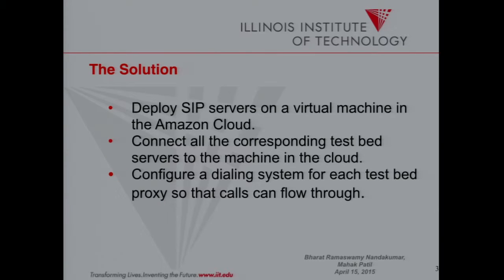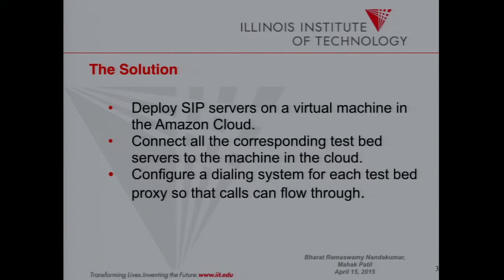So as I was saying before, the first step that we did was to deploy a SIP server on the cloud. The cloud that we used was Amazon Web Services. We deployed an Asterisk server on the Amazon Web Services cloud. Then we connected all of our test beds, all of the proxies in our test beds, to the Asterisk on the cloud. And then we further developed a dial plan which was common to each test bed. We assigned a common dial plan to each test bed so that whenever a user registered on one test bed initiates a call, the call will flow how it is intended to flow.